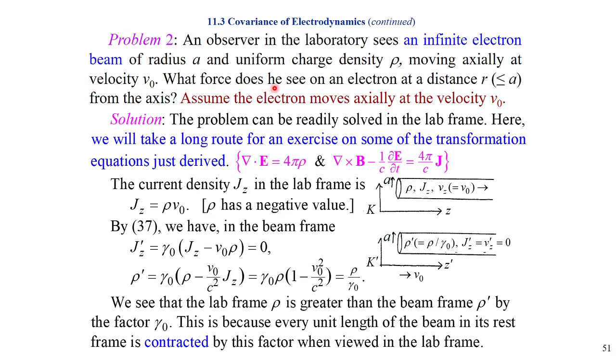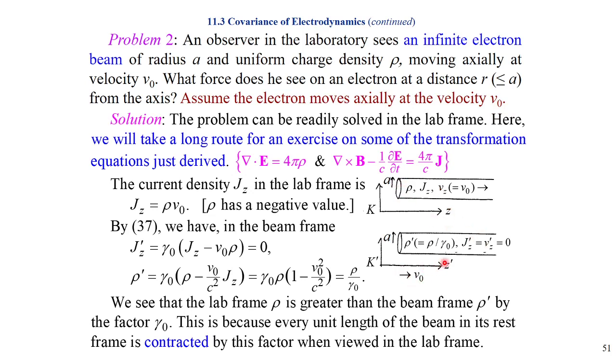What force does the observer see on an electron at a distance r? This time r is smaller than a, so within the beam, not outside. Maybe we can change to outside. If I ask what force the observer sees on an electron at a distance r outside the beam, measured from the axis, assume the electrons move at velocity v0 in the z direction.